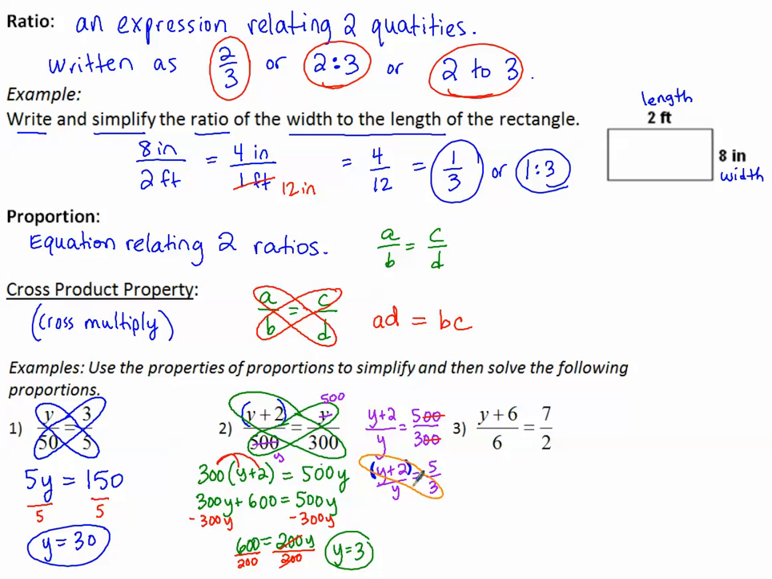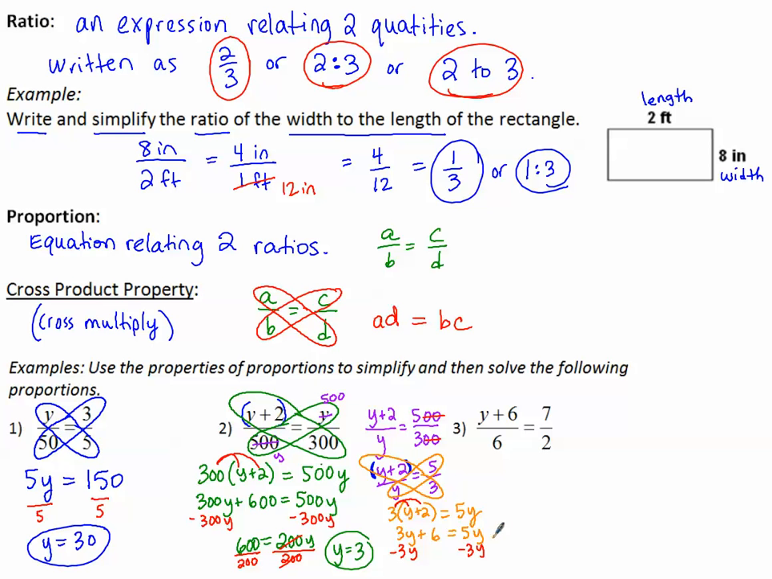So cross multiply: 3 times parentheses y plus 2 equals, cross multiply the other way, 5 times y. This is going to be much easier. Look at what happens when I distribute. My numbers are smaller. 3 times y is 3y. 3 times 2 is 6, so 3y plus 6 equals 5y. Now when I subtract, I'm not subtracting hundreds, I'm just subtracting 3y.